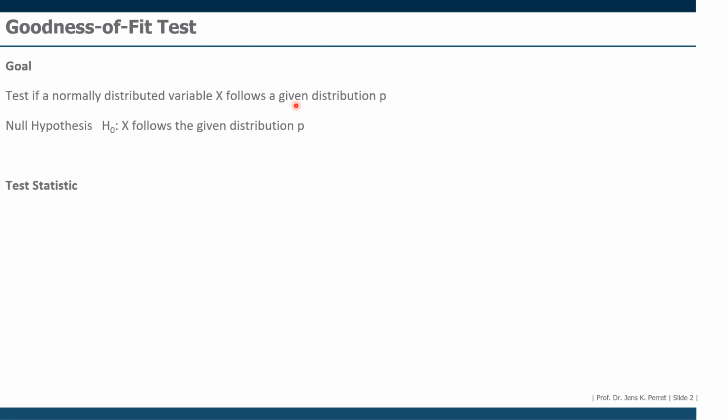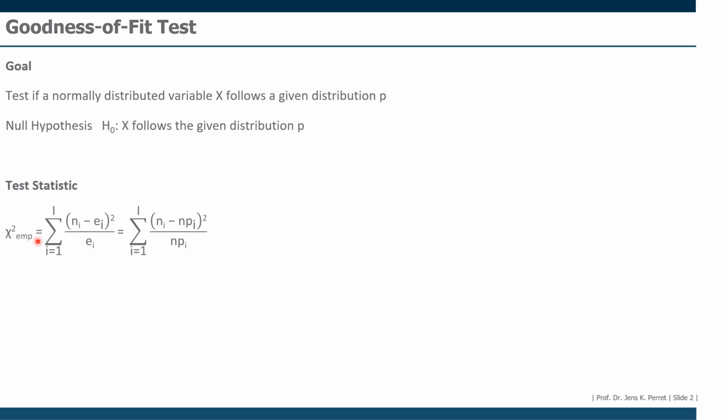follow the given distribution. The test statistic looks similar to most chi-squared statistics which we know. We have the actual values minus the expected values, divided by the expected values, after squaring this distance. And we sum this up for all observations which we have, and we get the final test statistic.